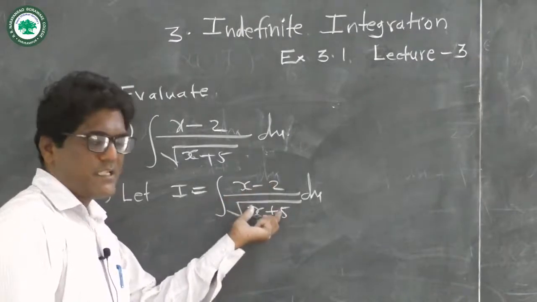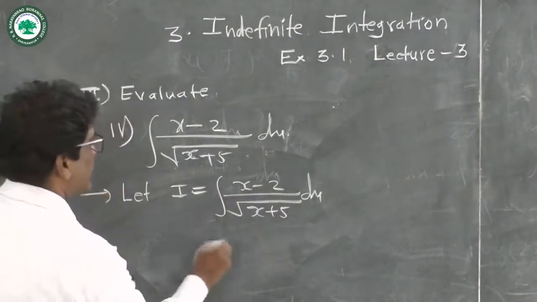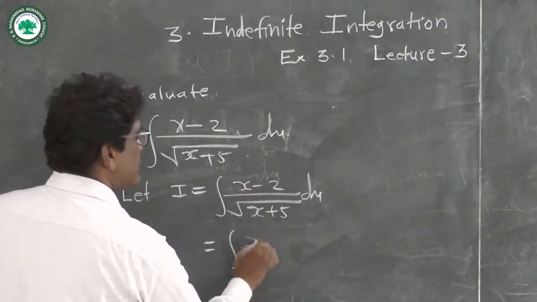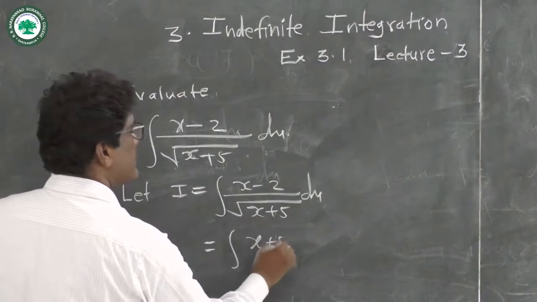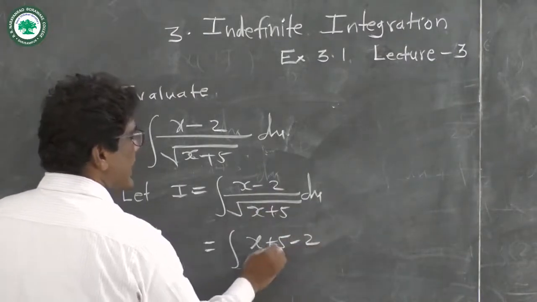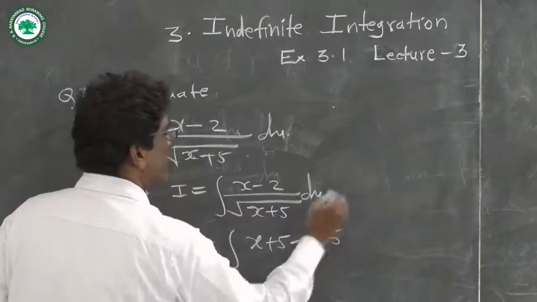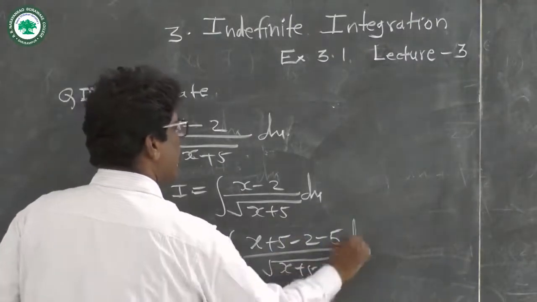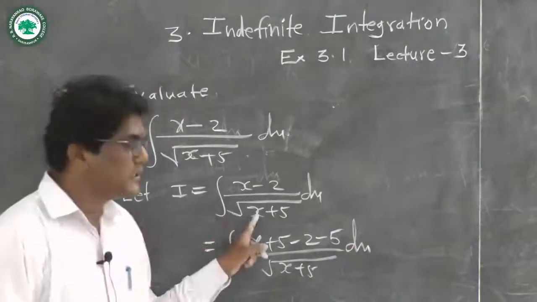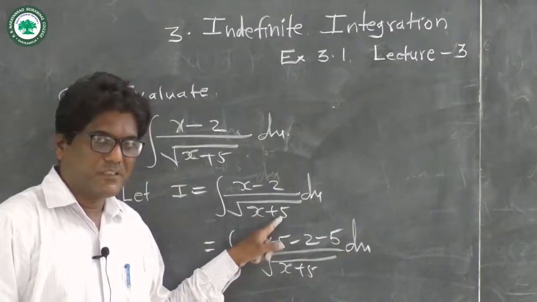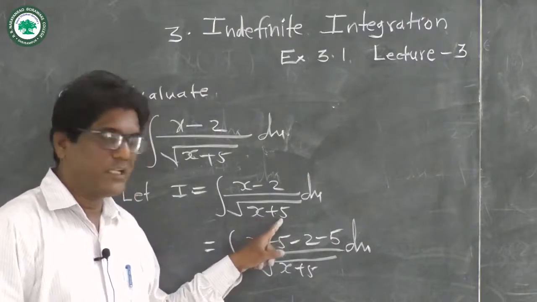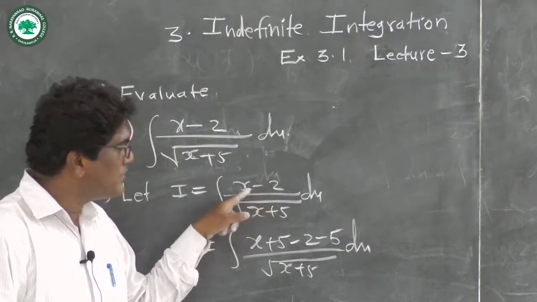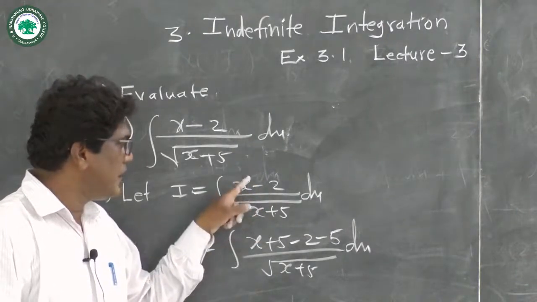We adjust x plus 5 in the numerator, and therefore we get the integration of, here x is present, so x we want plus 5, so plus 5, this minus 2 as it is, and we cancel this plus 5 as a minus 5, divided by under root of x plus 5 dx. So see here, in the root there is x plus 5, we have to adjust x plus 5 in the numerator. Out of that x is present, so we have to adjust only plus 5.